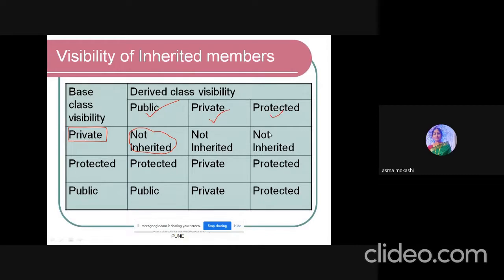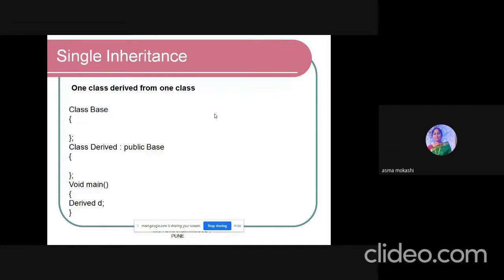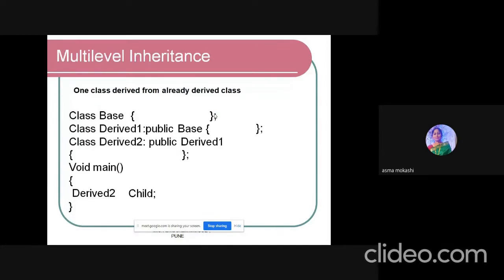If I'm writing private, the protected data members become private to that class. If I write public, which is very important, public members are public to that class. If I write private, then it is private to that class. And protected I showed you. So now, single inheritance. I already explained single and multilevel inheritance.